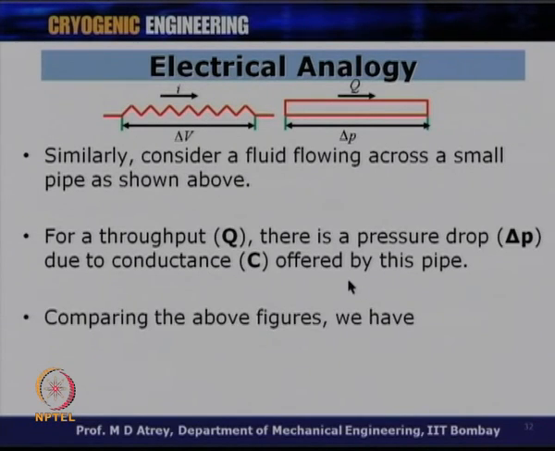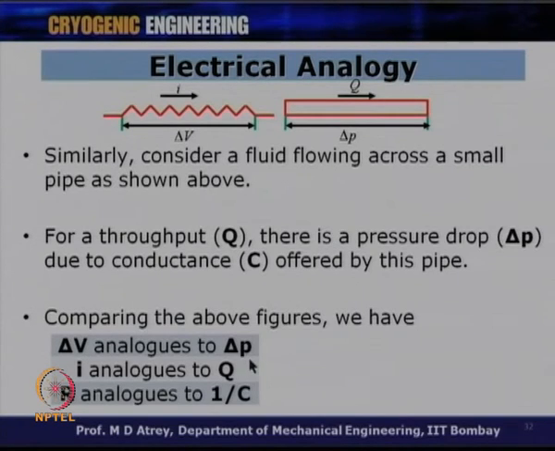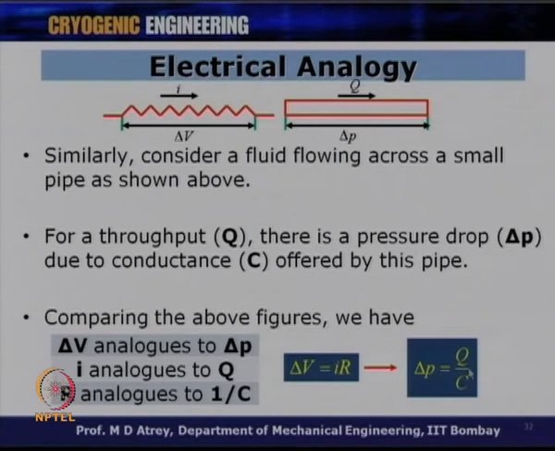So, comparing the above figures, we have delta V analogous to delta P, I analogous to Q, and R analogous to 1 by C. Therefore, we can write delta V is equal to I into R, and I can write delta P is equal to Q into 1 by C. Q is similar to I, and 1 by C is similar to R, and therefore I will get delta P is equal to Q by C in our equation for fluid flow in a small pipe. And this is basically a comparison of the flow regimes in vacuum with the electrical energy when current flows through a conductor.